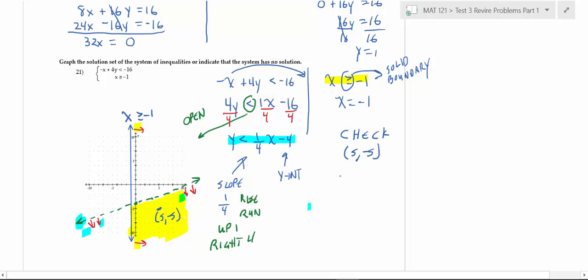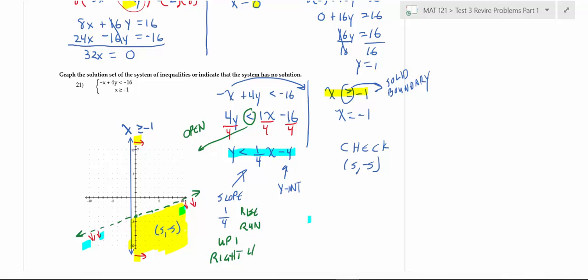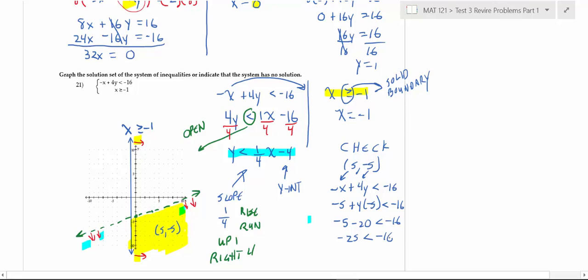So we're going to take the inequality, hold on, I need to go back to the beginning of the problem. Okay, so let's write down the original inequality: negative x plus 4y less than negative 16. Just plug in for x, plug in for y. So that's negative 5 plus 4 times negative 5, and we see if that's less than negative 16. So that's negative 5 minus 20, less than negative 16. So notice that it works.